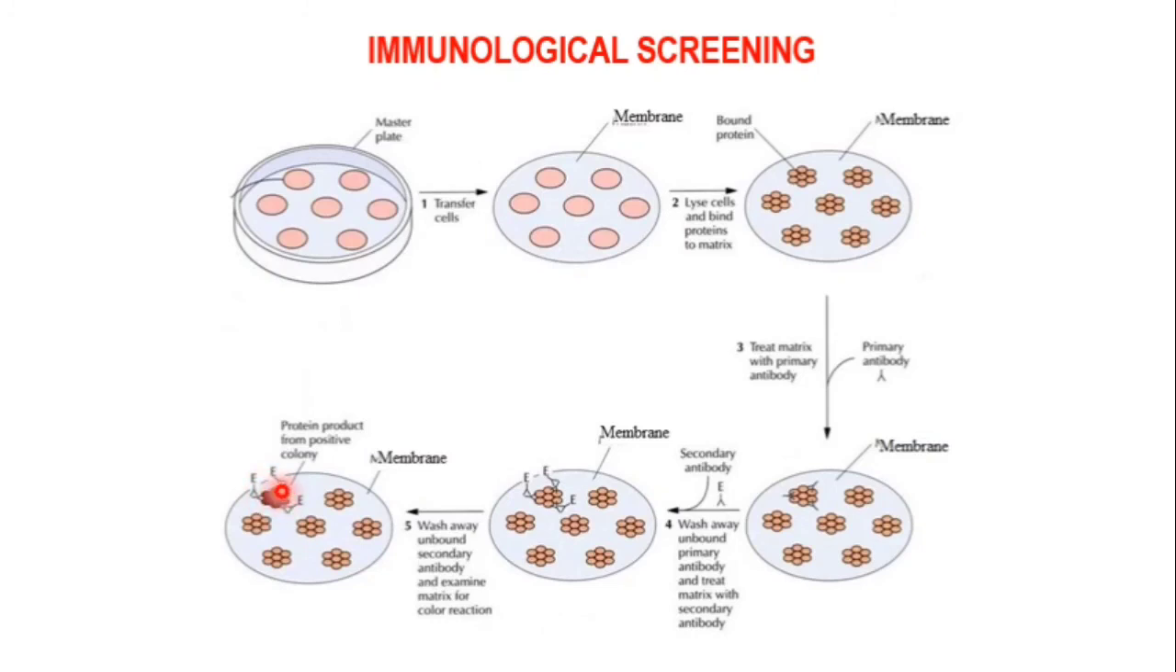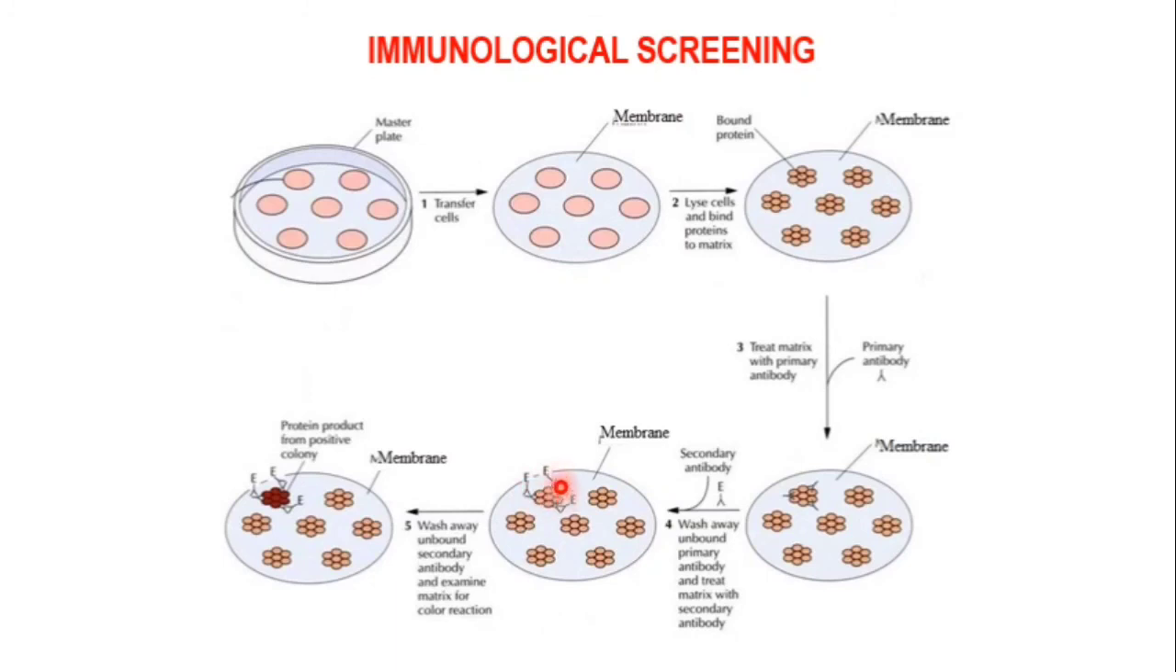Here you can see the primary antibody is attached and the secondary antibody is also attached here. Here there is no specific protein from our DNA, so there is no attachment of primary antibodies, and therefore no secondary antibodies either. Only here is the secondary antibody attached, because the primary antibody is there.